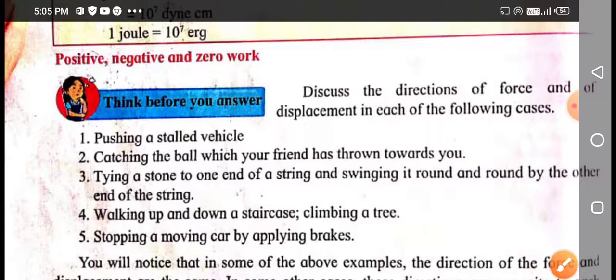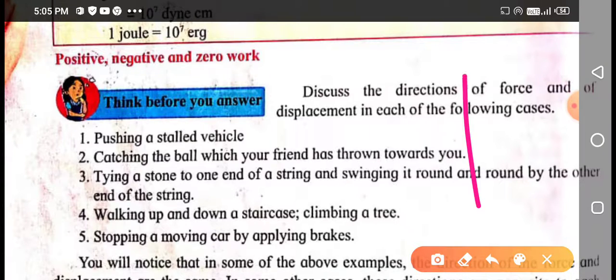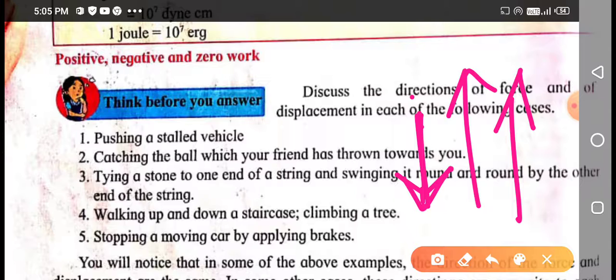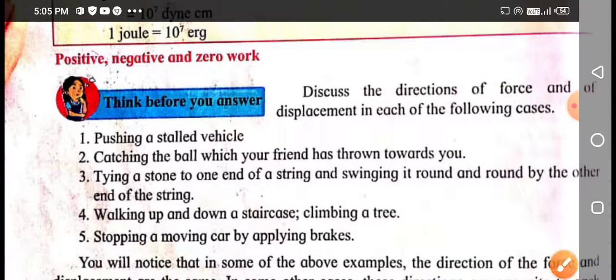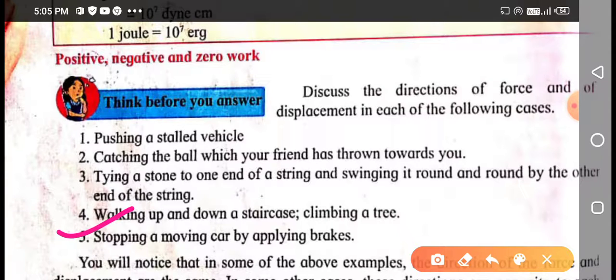Then walking up and down on a staircase or climbing a tree: if you are climbing a tree, the force of gravity is acting on you vertically downward and you are climbing vertically upward, so this is a negative work done. Stopping a car by applying brakes, this is also negative work done.